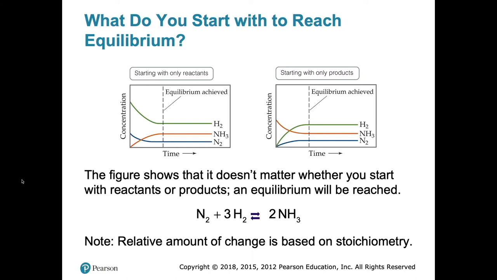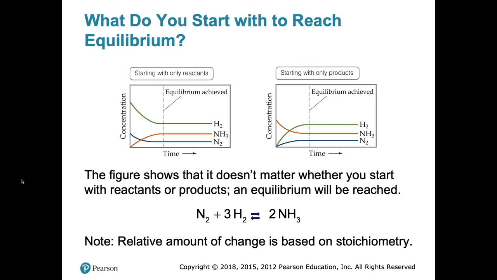What do you start with to reach equilibrium? So here, this is going to be the same thing that we saw before with the dinitrogen tetroxide decomposing into the nitrogen dioxide. The only difference now is that before you had a decomposition reaction, correct? Now you have a combination reaction, okay? So here again we have concentration, and we have time, of course.